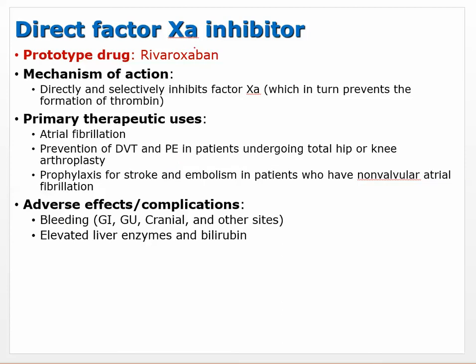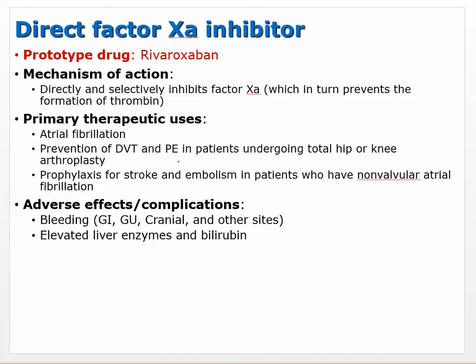is a direct 10A inhibitor. So it directly and selectively inhibits factor 10A, which in turn prevents the formation of thrombin. Okay. Primary therapeutic use, AFib, atrial fibrillation. So remember, atrial fibrillation or fibrillation in general is where you don't have good contraction of the heart. It's a disorganized kind of quivering, which means that you can have some stasis of blood flow, which can cause clotting. So rivaroxaban can be good for that.